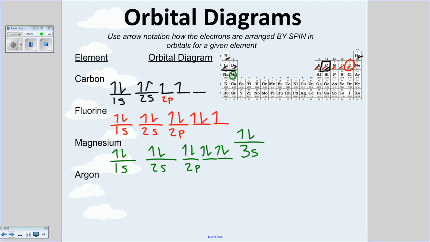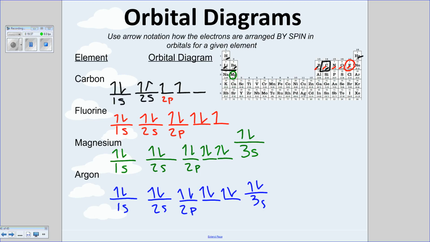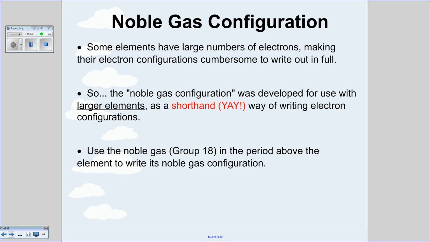And if we were going to do argon, we'd have 1s, 2s, 2p has 1, 2, 3, 4, 5, 6, then 3s, it's 1, 2, and we're going to argon, which is going to go into 3p, and we have 6 in there. So 1, 2, 3, 4, 5, and 6, just like that.